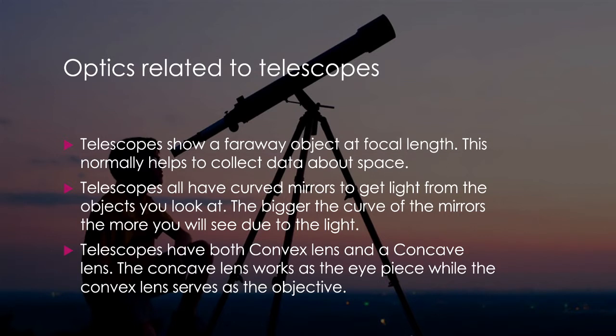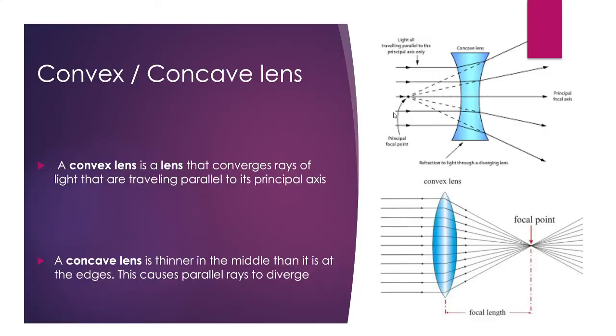Okay, so telescopes have both convex and concave lenses. Basically, the concave lens is like the eyepiece of the telescope, right here where you look. And the convex lens serves as the objective, the one over here that is away from the eyepiece. Those work together and form a view that your eye can't see, really close up. So yeah. All right. So what are convex and concave lenses though?